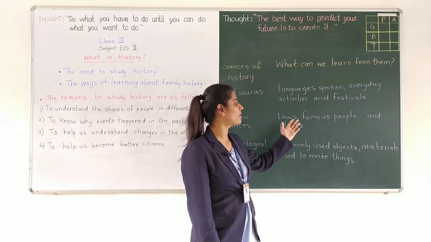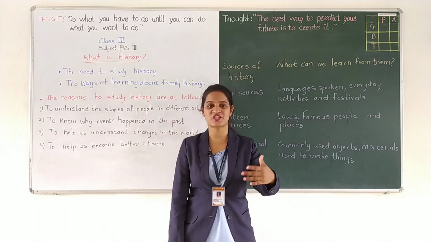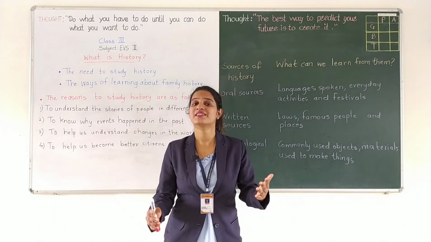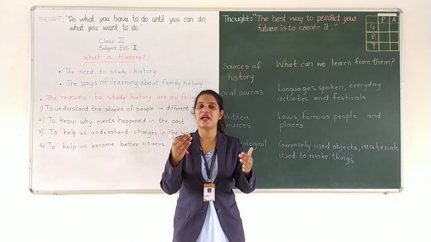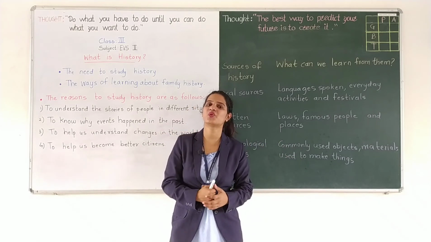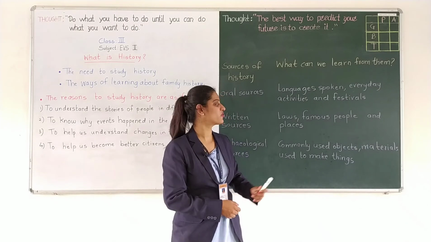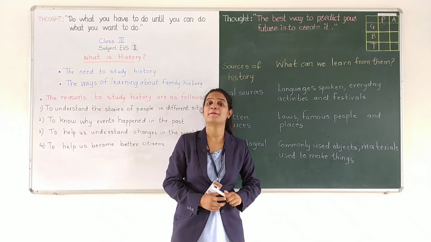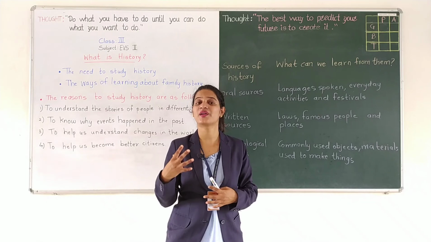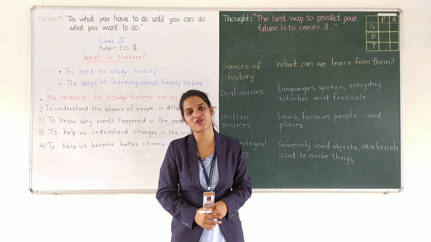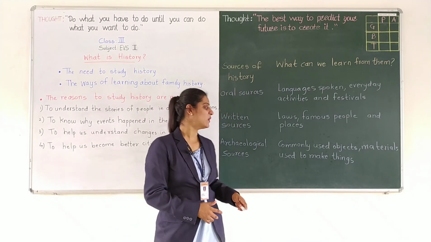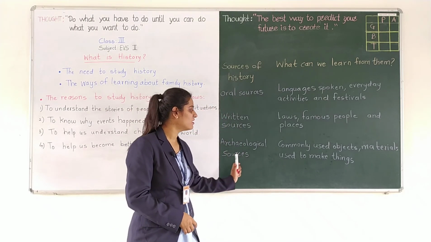We also come to know about famous people. Just some time ago I mentioned some famous people. Someone has written about them, and when we read that, we come to know about them. So, we come to know about famous people and places. How do we come to know about places? By reading travel stories and all. Understood? Now, next is archaeological sources.